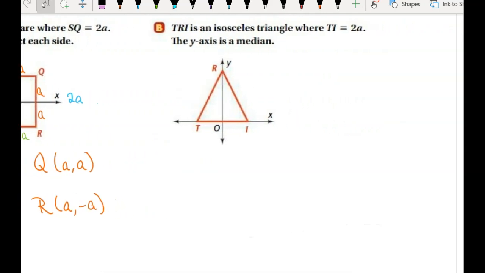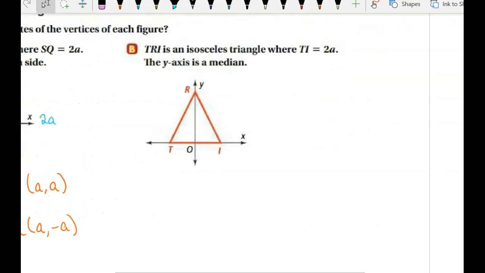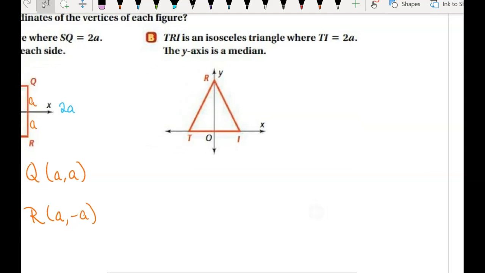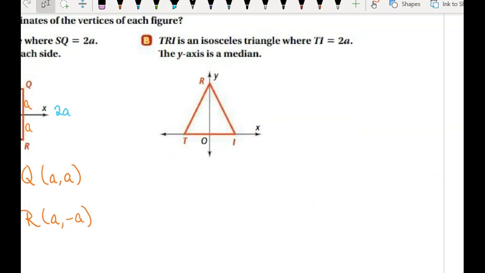Now let's look at B. TRI is an isosceles triangle where TI is equal to 2a. The y-axis is a median. Okay, so from T to the origin, how far is that? Well, that's a units. From I to the origin, how far is that? Well, that's a units as well.